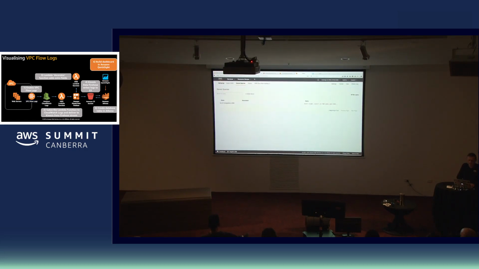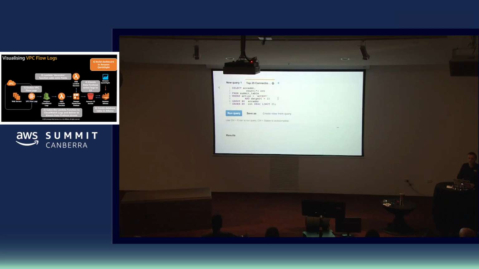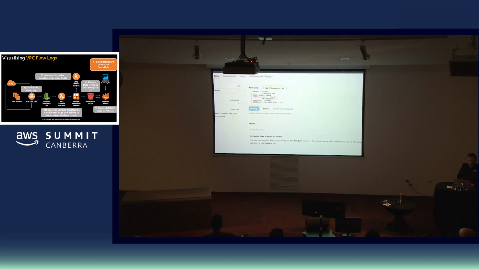So I've got a saved query here, which I'll bring up. This will bring us the top 25 connections to SSH for that VPC flow log data. And as you can see, it's just a standard SQL query. Run that query for us. This will take a few seconds, hopefully not too long. It varies in my data set from about 5 seconds to 14 seconds, depending on the connection.